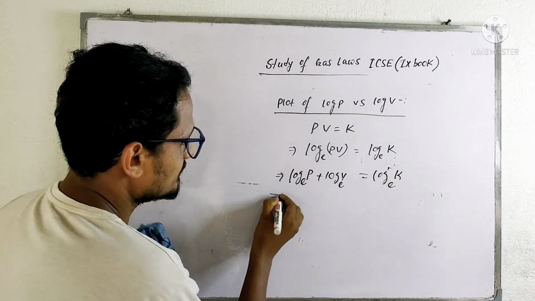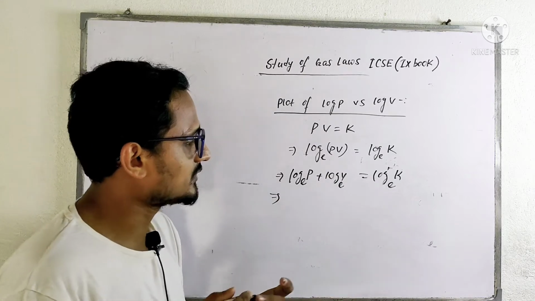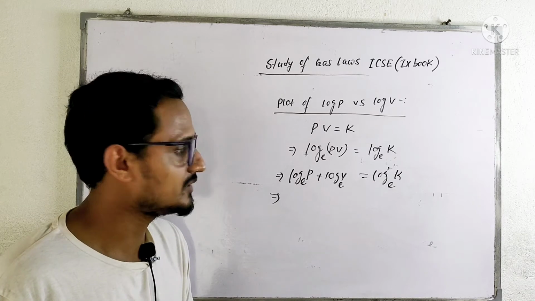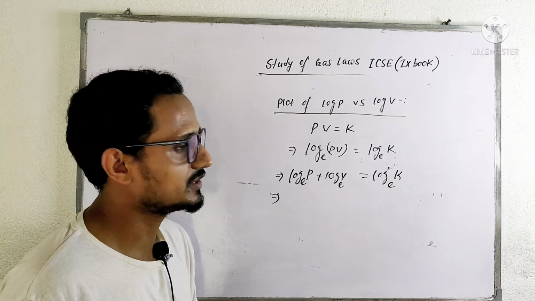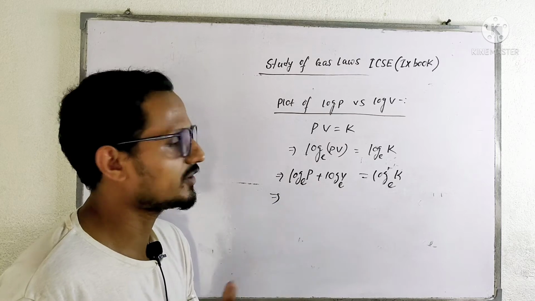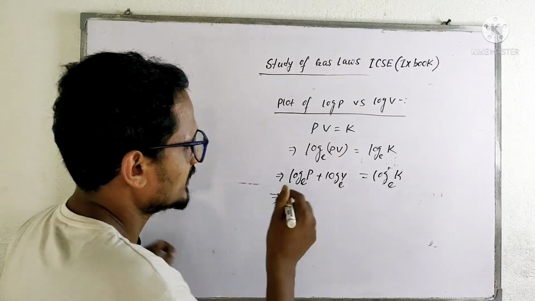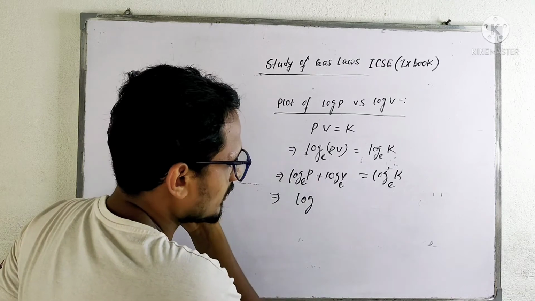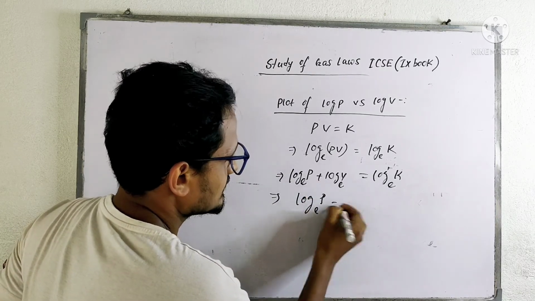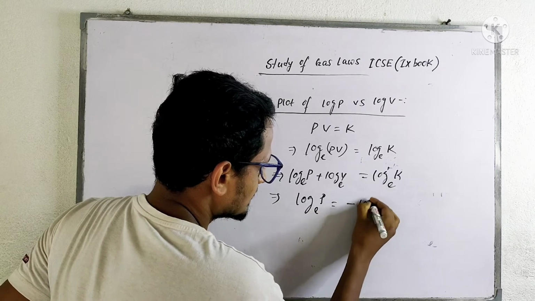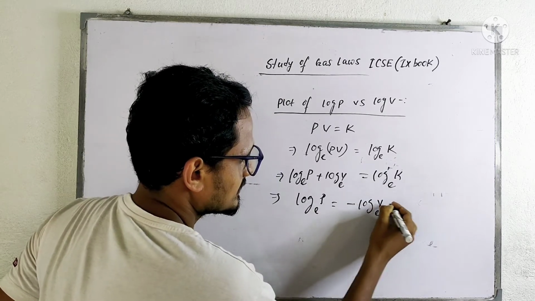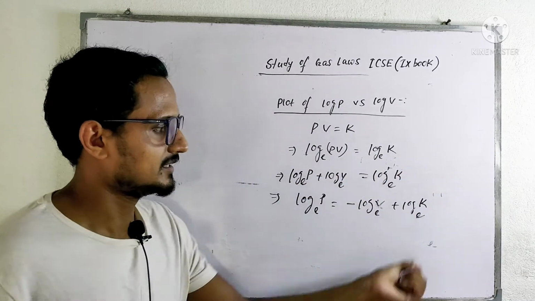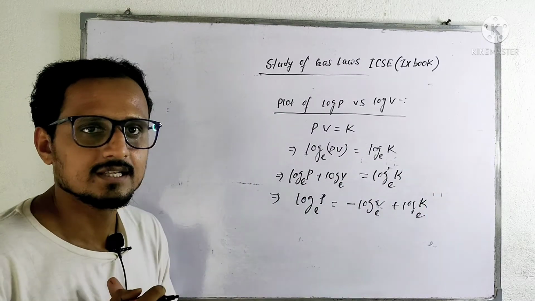Now this log can be transferred from base e to base 10, or we can take log e also, no problem. So here we want to place log P on the y-axis, minus log V on the x-axis, plus log K to the base e.